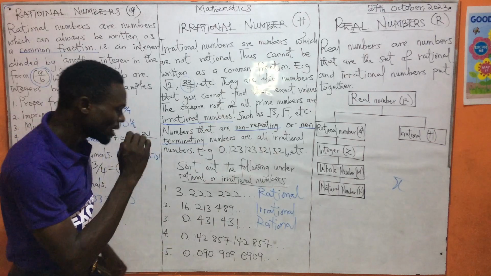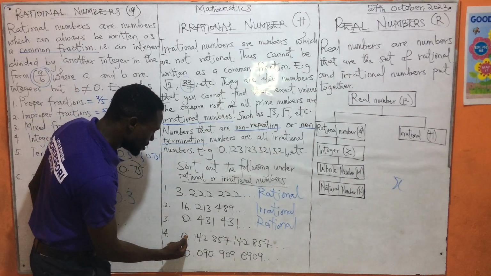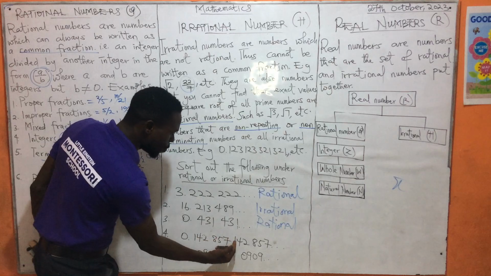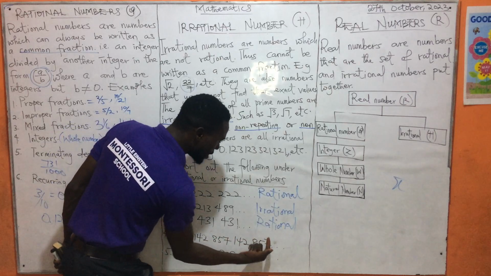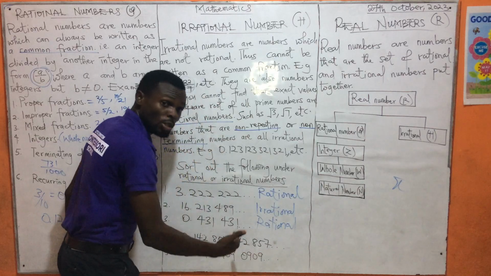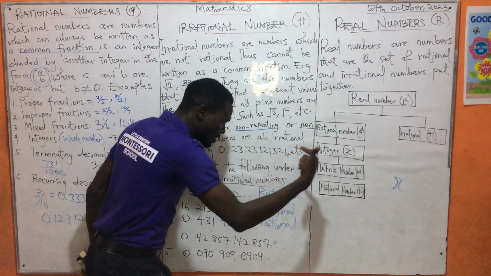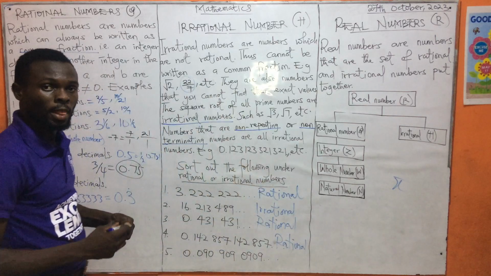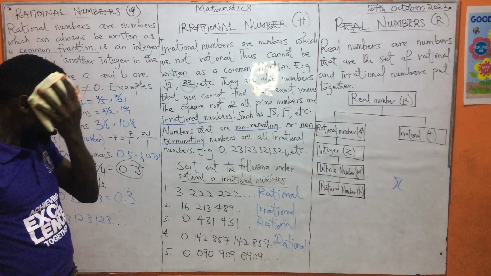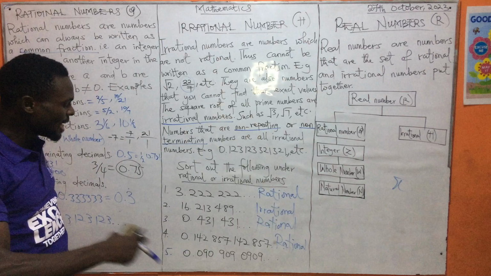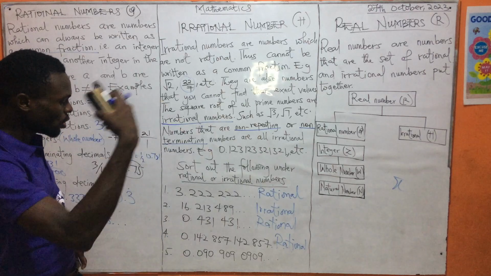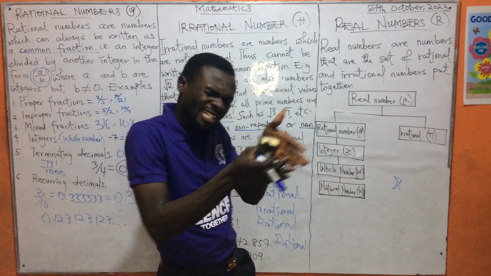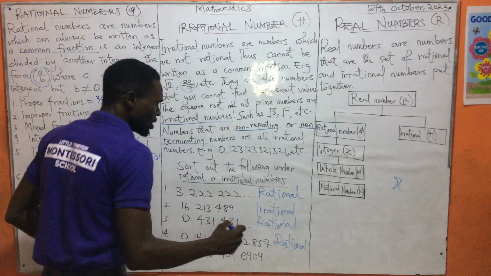Then we have number 4. Now look at the number 4. You have 0.142857, 142,857. What do you think will be the next number? It's also going to be 142,857, which makes it a rational number. Look at the last one. You have 0.0909090909. Since it is repeating itself in a certain pattern after the decimal point, it's a rational number.